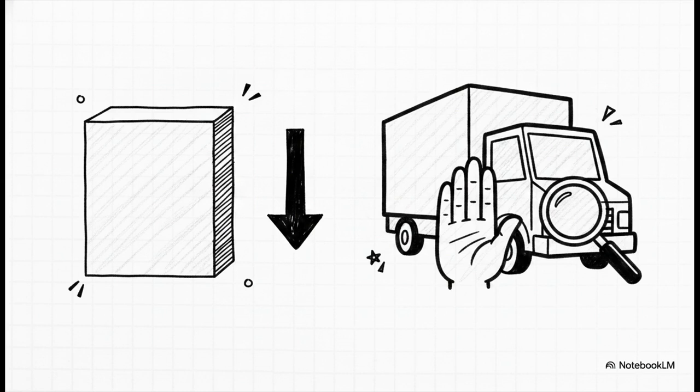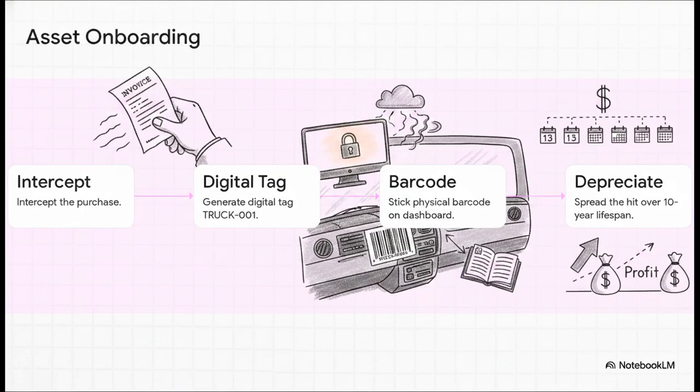Now, because of XYZ Limited's strict policy, the finance team intercepts this purchase immediately. There is absolutely no way they are expensing that massive 20 lakh hit today. Instead, they execute the exact 4-step fixed asset onboarding process. Step 1, like we said, they intercept the purchase. Step 2, they generate a unique digital tag right in the system, something like truck-001. Step 3, they physically stick a barcode right there on the truck's dashboard and log it into the official fixed asset register. And finally, Step 4, they mathematically spread that massive 20 lakh hit out over the truck's entire 10-year lifespan. This one single process is what protects the current month's profit from just taking a completely unfair 20 lakh nosedive.